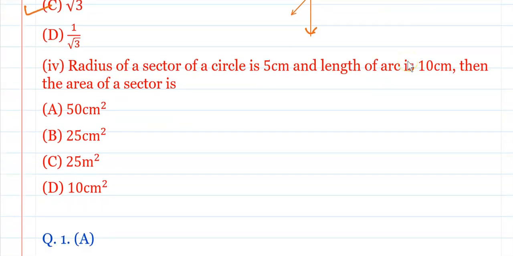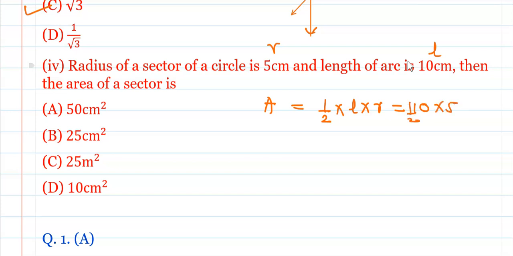Question. Radius of a sector of a circle is 5 centimeter. Length of arc is 10 centimeter. Then the area of the sector. इथे आपल्याला radius दिलेला आहे. Okay. And the length of arc. Okay. By using the radius and length of arc, we can find out area of the sector. A is equal to 1 upon 2 L into R.